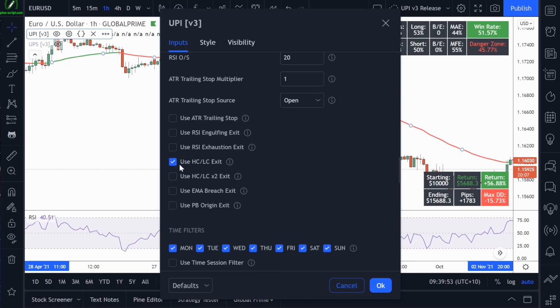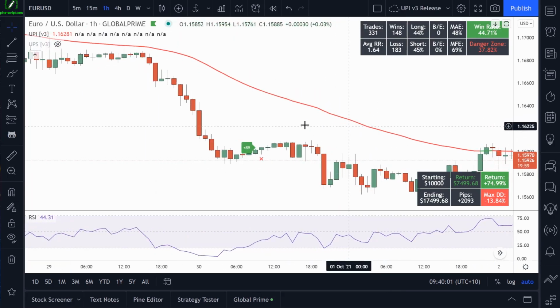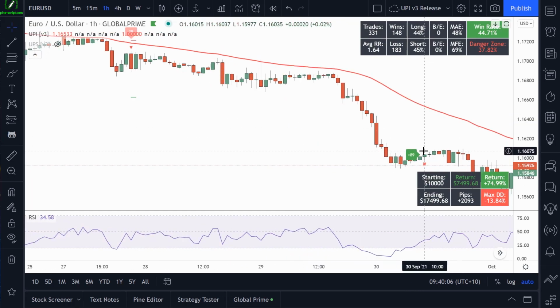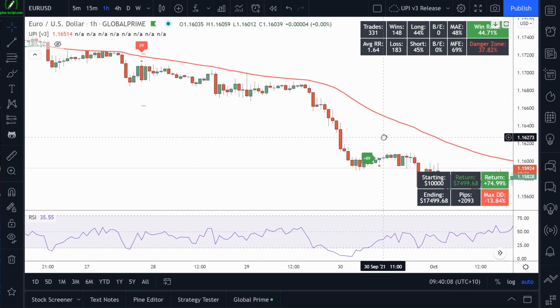The next exit reason is the same as this one, the higher close, lower close, except that we need 2 in a row. So higher close, lower close times 2 means that we need 2 bars to close higher than the previous bar in a row. So that's just a slightly more aggressive exit reason. And it's more aggressive because it means you are likely to stay in the trade longer than if you're just waiting for a single higher close candle. And so that's for traders who want to shoot for a larger risk reward profile and don't mind withstanding a little bit of pain in exchange for the chance that the market continues lower after that single higher close candle.